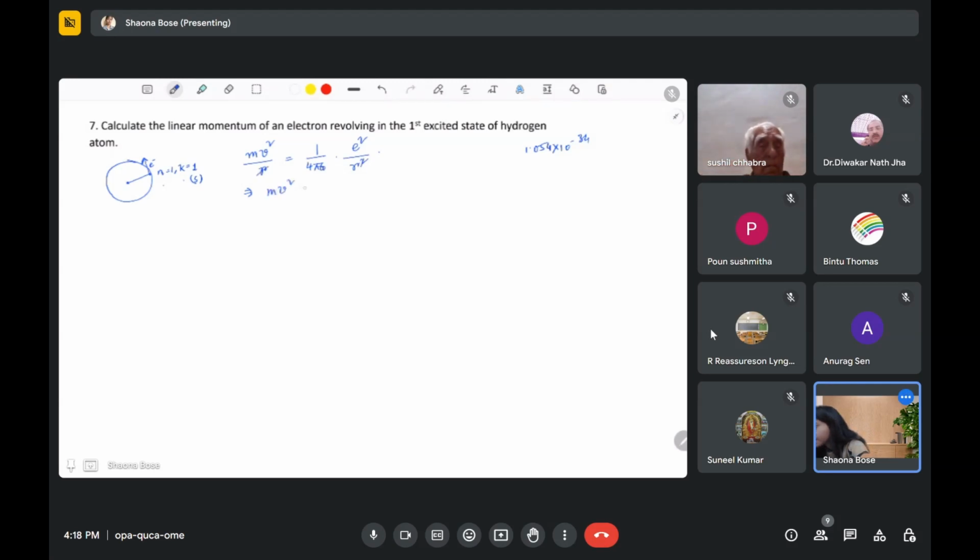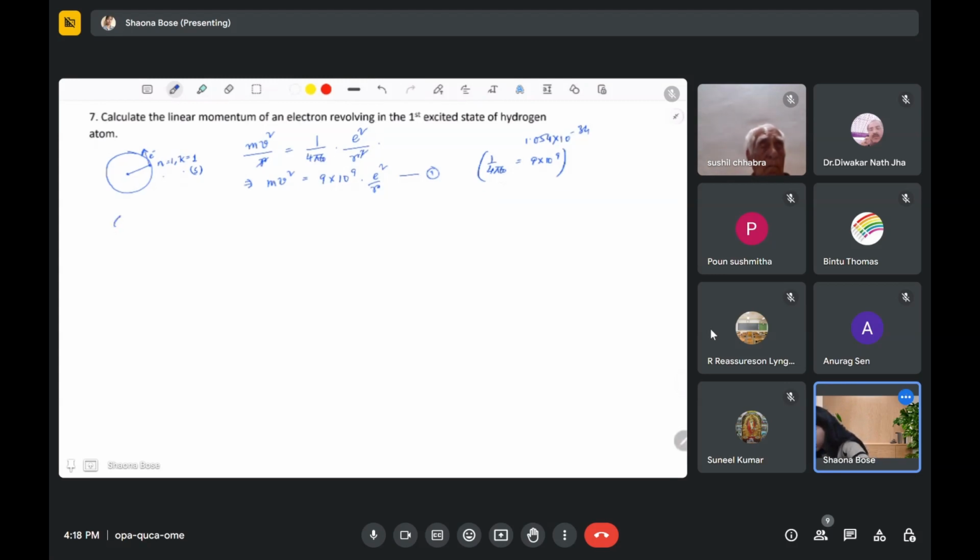Okay, so from here we can write mv square is equal to 1 by 4 pi epsilon 0. I will directly write the value, 9 into 10 raised to the power 9, multiplied by e square by r. So this is my first equation.